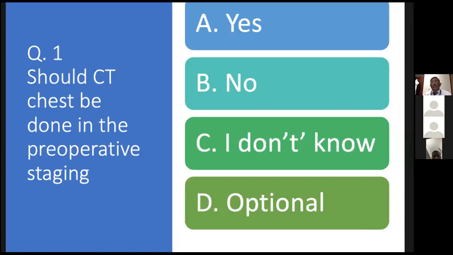Okay, so I think more than 50%, nearly 60% have voted. I'll just wait 3-5 seconds more for anyone else who would like to vote now. Okay, fine. Well, we are head to head with yes and no's, and one person has said it's optional. So let's see what the guidelines suggest.